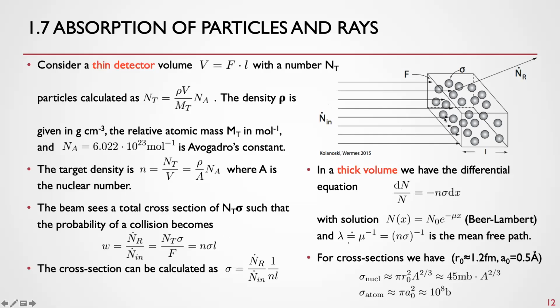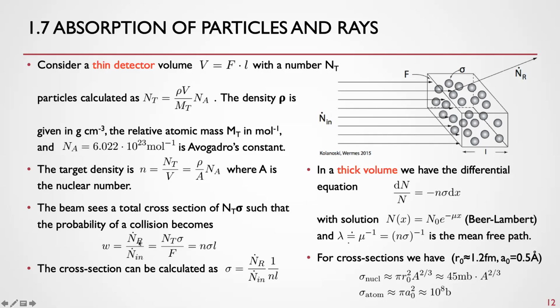So imagine a particle coming from the left. Per unit area F, it sees just the number of particles inside that volume times sigma. That's the definition of thin, because this is no longer valid if the particles shadow each other. So the definition of thin is that there is no shadowing of particles for the incident one. In that case, we can compute the probability of a scattering event in two ways.